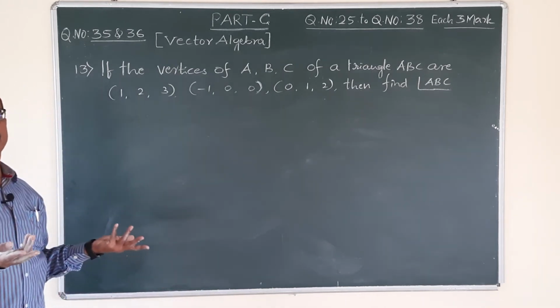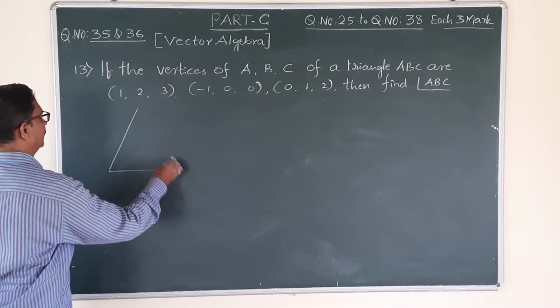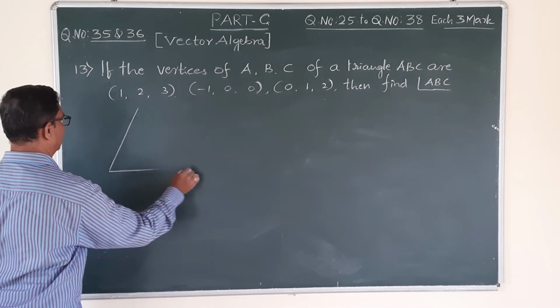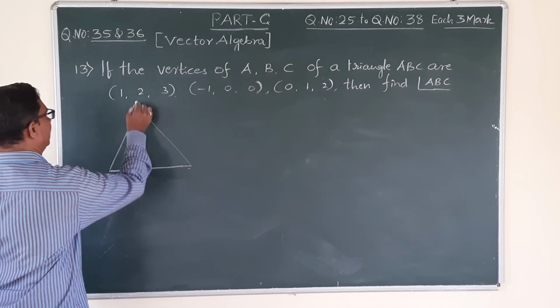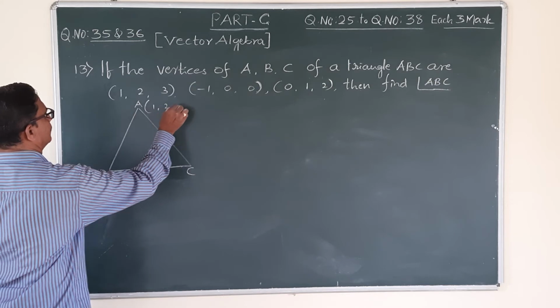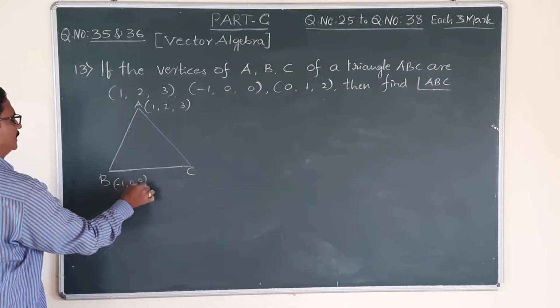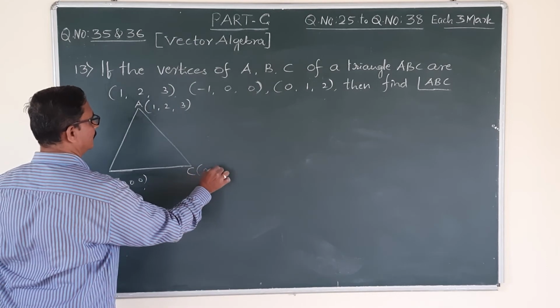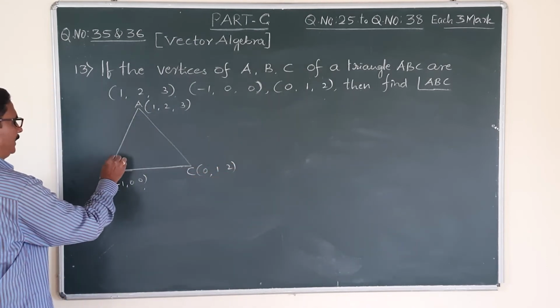Either you can apply cosine or sine. Now here one triangle is given like this. Let ABC be a triangle with three vertices. A is the vertex (1, 2, 3). B is the vertex (-1, 0, 0). C is the vertex (0, 1, 2). Now find the angle ABC.